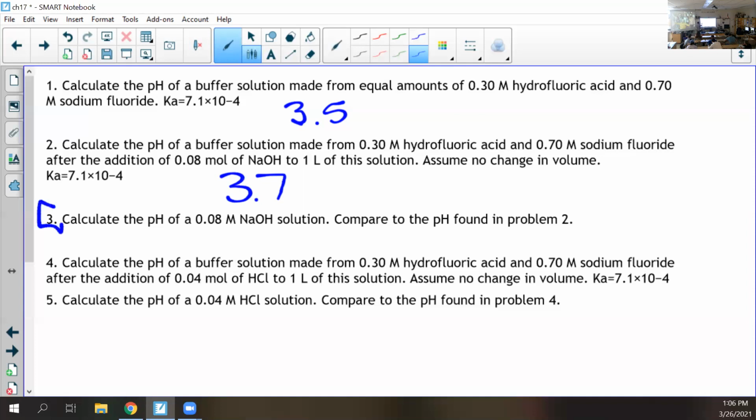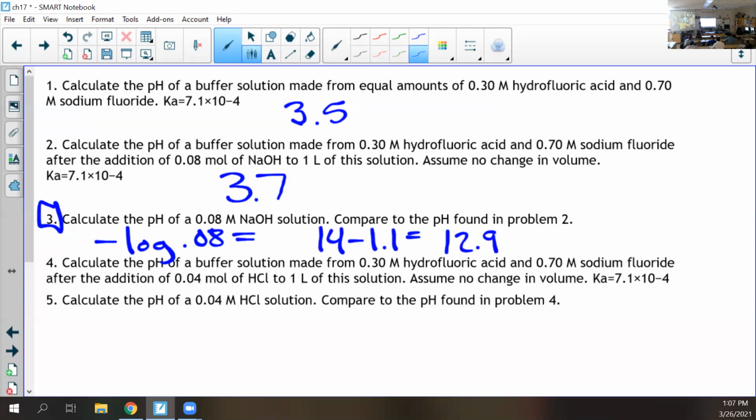Okay, number 3, sometimes kids are like, I don't know how to do that one, that's hard. If it's NaOH, that's strong. So we literally just take the negative log of the initial concentration. Negative log of 0.08 is equal to... Oh yeah, good. Thank you for saving me there. So it's 14 minus that answer, because it was really the pOH we just found, is a 12.9. So what this is trying to illustrate to you is we had a 3.5, we added a 12.9, but it only went to 3.7 because it's an effective what?